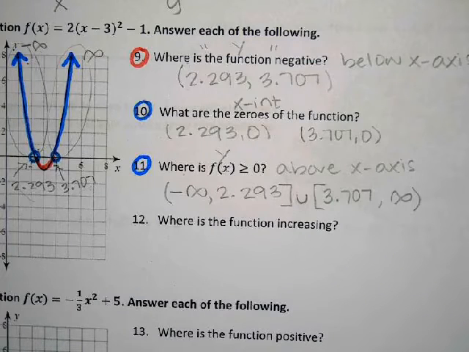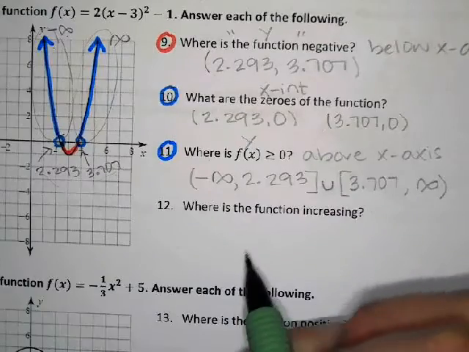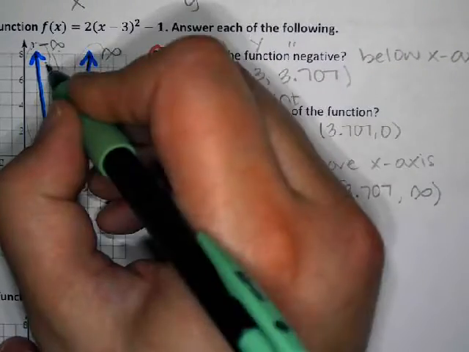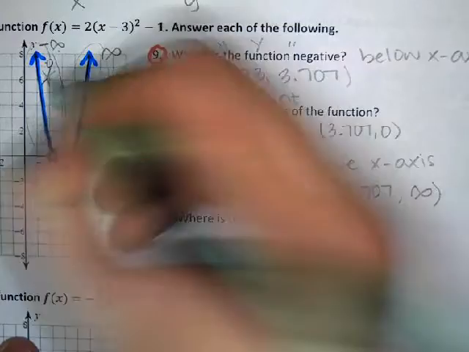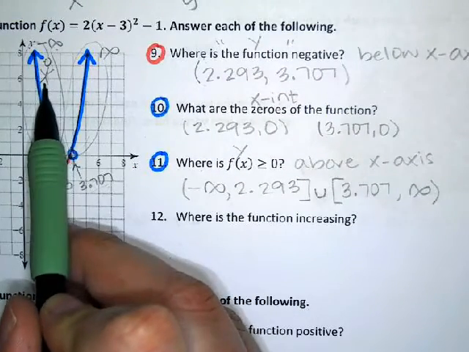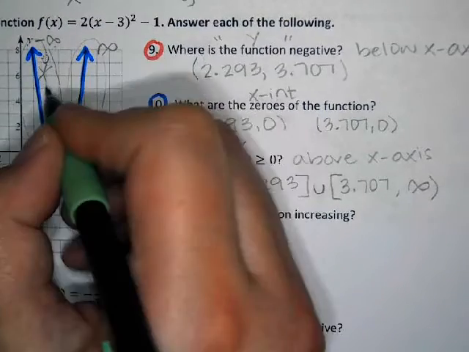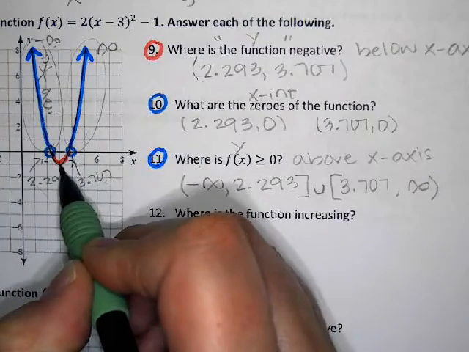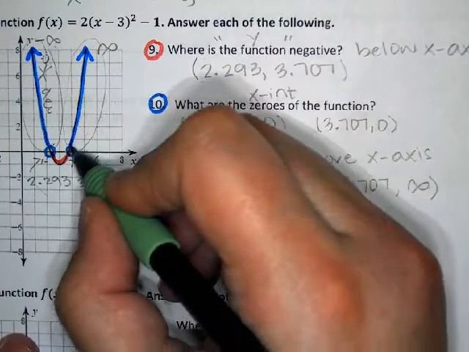Okay. All right. Where is the function increasing? So we're going back to our comfort zone a little bit. So if we put the stick figure right here and the stick figure starts walking, which way is he walking? Down. He is decreasing. He gets all the way down here to the vertex. And then once he hits the vertex, he starts walking uphill. So here's where he's increasing.